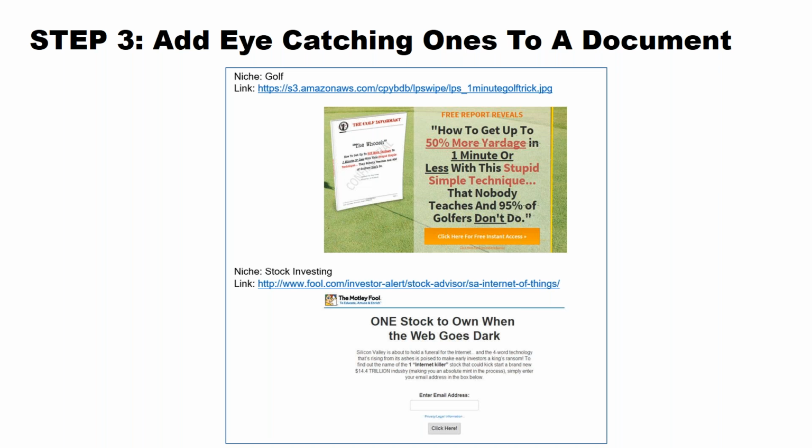I really like these two. I think they're great. One in the golf niche, which is a very profitable area, as you probably know. How to get up to 50% more yardage in 1 minute or less with this stupid simple technique that nobody teaches and 95% of golfers don't do. Brilliant squeeze page. And the other one from the Motley Fool at the bottom there is cool as well, I think. One stop to own when the web goes dark. Fabulous.